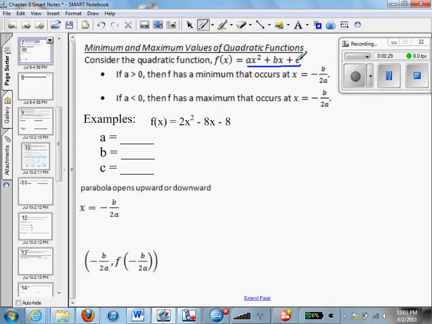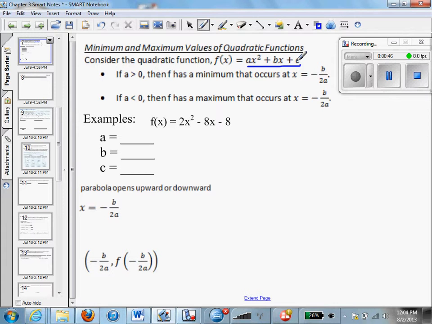If a is greater than 0, or if a is positive, then the vertex is a minimum. If a is less than 0, then the vertex is a maximum. So a would be negative in that case.